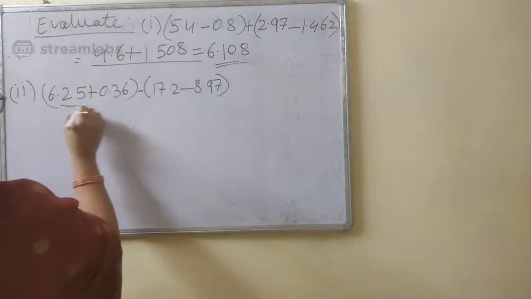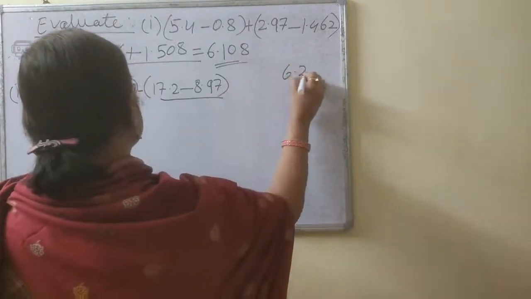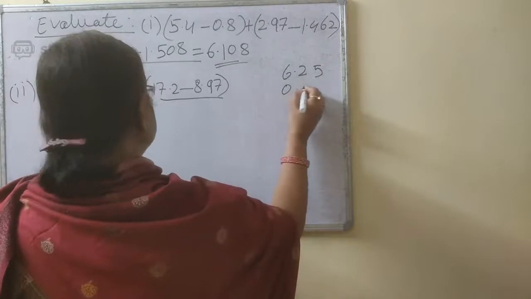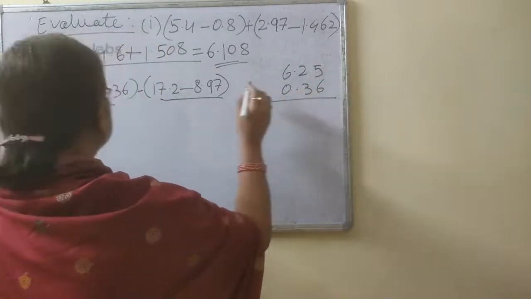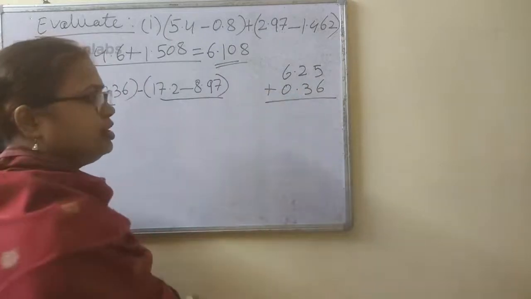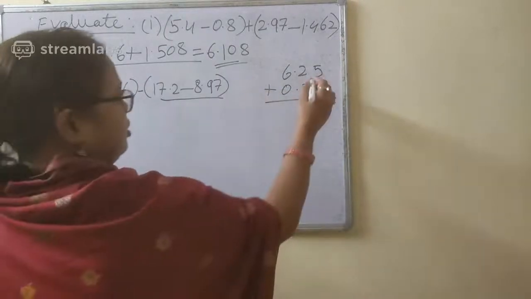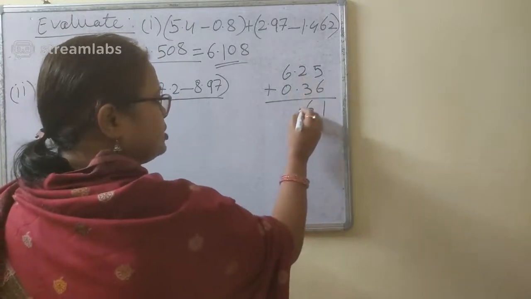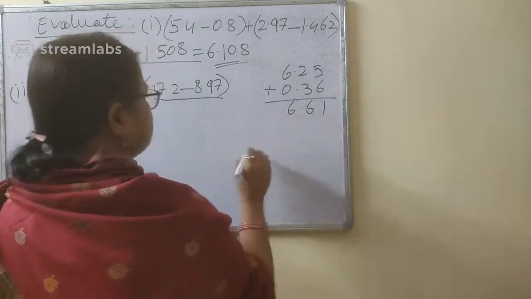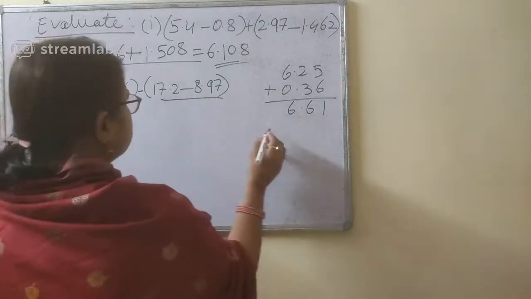So first we have to add this one, 6.25 and 0.36. So 5 and 6, 11. 3 and 2, 5. And 1, 6. And this is what? 6.61. Next, we have to subtract this one.